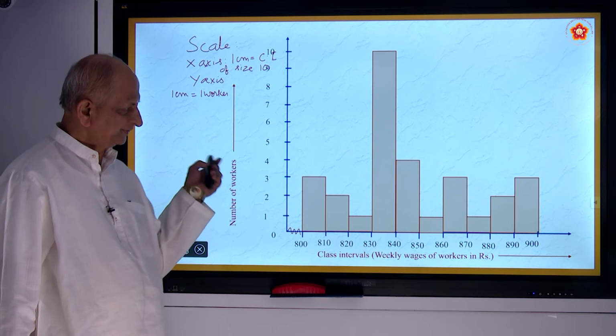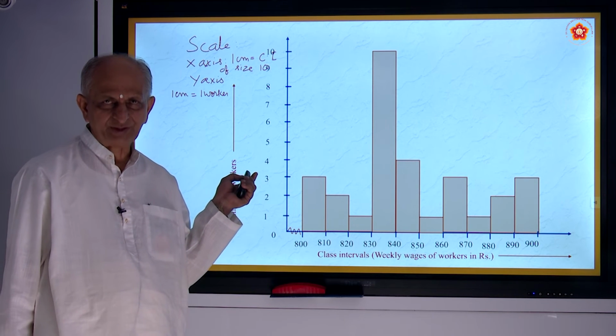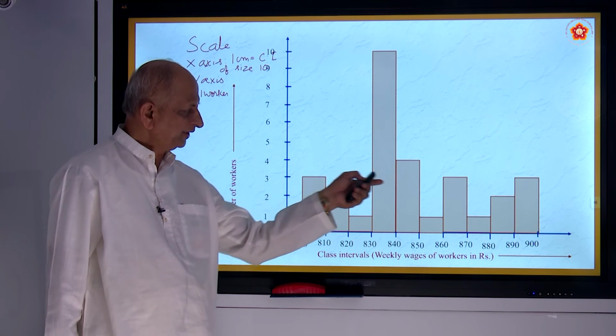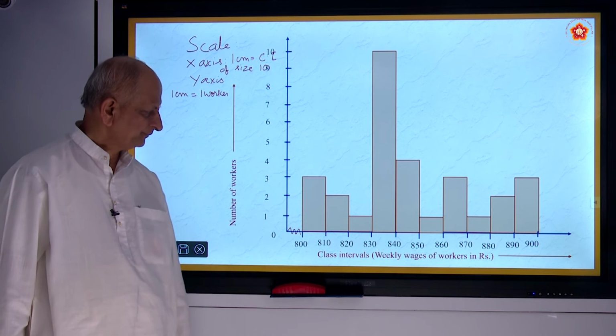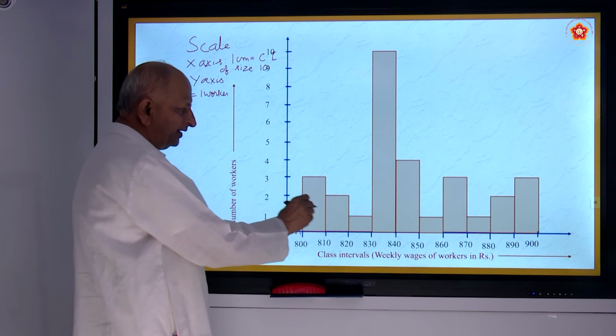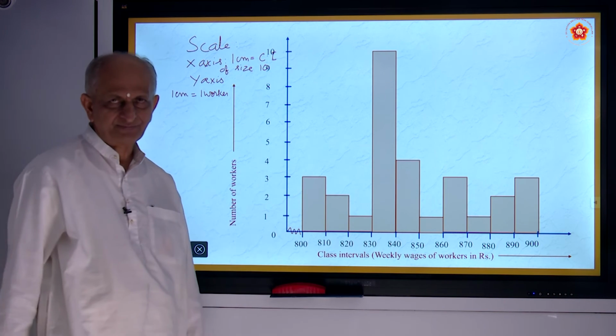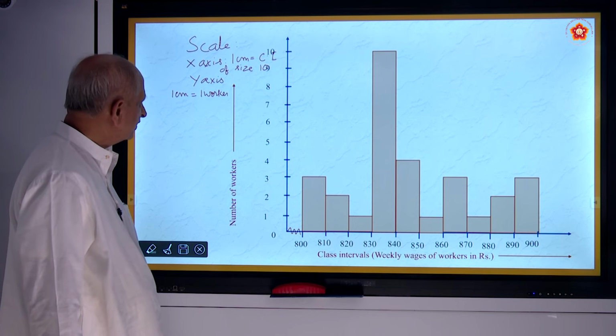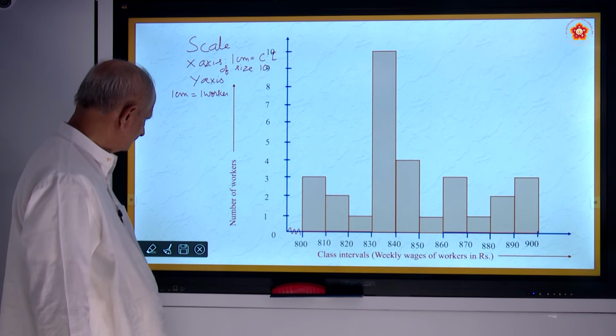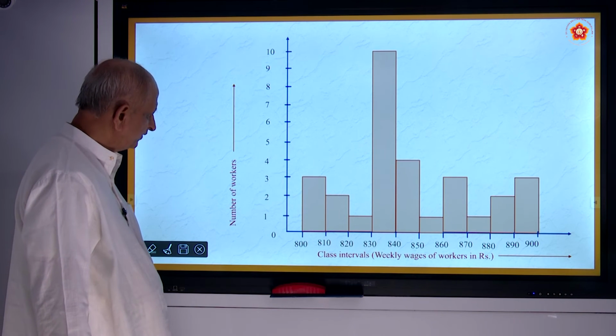So from the previous frequency distribution table, we have drawn the histogram. Here all the bar diagrams are attached to each other, that is the difference. Now you have to answer the questions. And what are the questions?